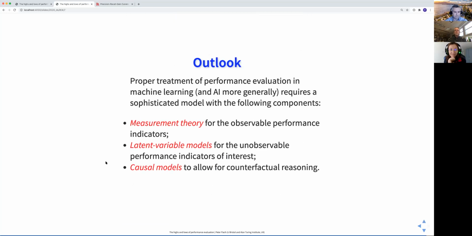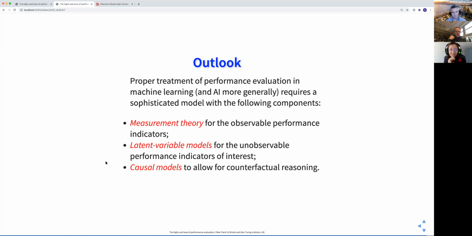So wrapping up, I haven't really talked about latent variable models, but I think we are still a bit naive in the way that we do machine learning evaluation. We just throw the big table at the end of the paper and put some numbers in bold, and then we say, yeah, we've achieved something here. I think that's very naive. So we need to think more about measurement theory.